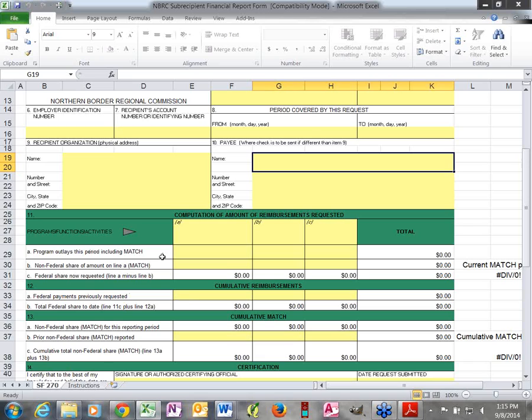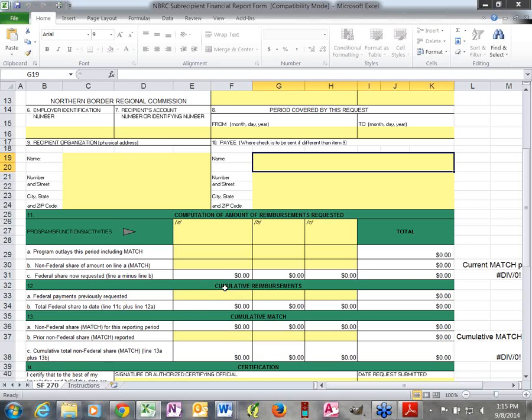So program outlays this period including match. So that means the total amount, the total cost of whatever happened during this period. You would identify that there. Non-federal share of amount, that's just the match. And then the federal share, so this is going to be automatically calculated. It's going to be whatever the total you've described is minus what you're saying the match is. That's going to calculate out to what you're actually requesting from us in cash on this line. So that's going to automatically calculate.